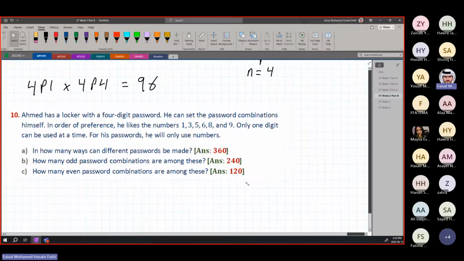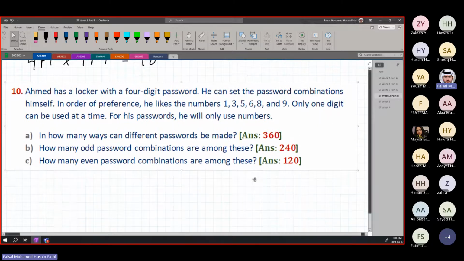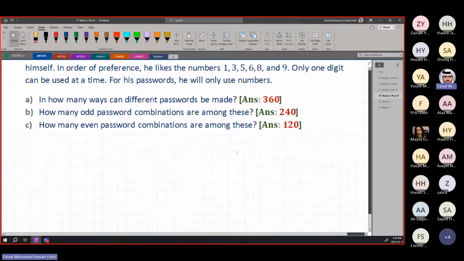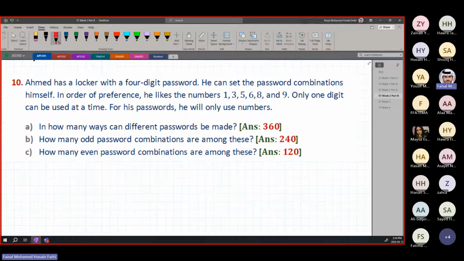Now, Ahmed has a locker with a 4-digit password. He can set, actually, this is a good question. So first of all, we know he has a 4-digit password. Maana, we have a total of 4 boxes. Then, it doesn't matter what the numbers are, but the total of the boxes is 4. He can set the password combinations himself in the order of preference, order matters. So we know this is going to be P because order matters. He likes the numbers 1, 3, 5, 6, 8, and 9. All right. So he likes these numbers in this order.